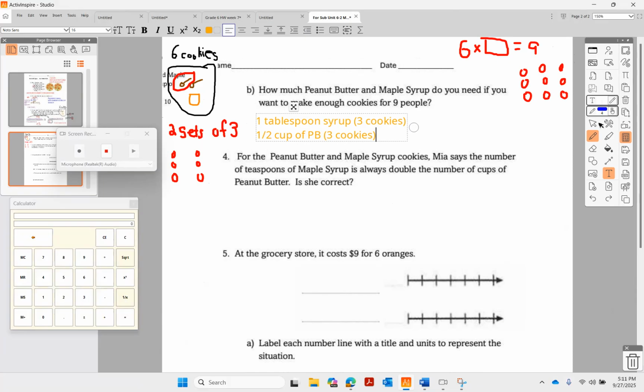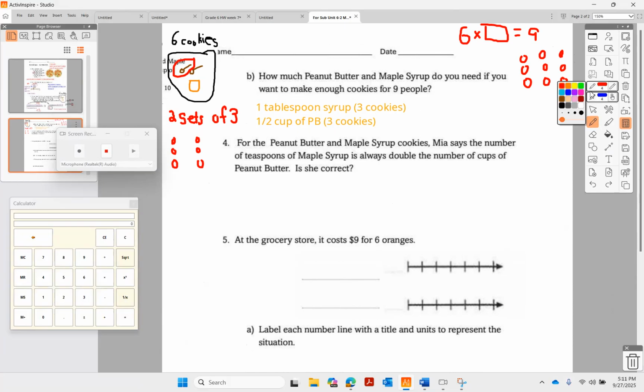Let's go here. Let's go here. Let's go here. This is what I'm saying, right? 1/2 cup. So that's for 3 cookies. Okay, 1 tablespoon and 1/2 cup made these 3 cookies. 1 tablespoon and 1/2 cup made these 3 cookies. Now I need to make 9 cookies. So I have 3 sets of 3. So I'm going to multiply this by 3. And I'm going to multiply this by 3.